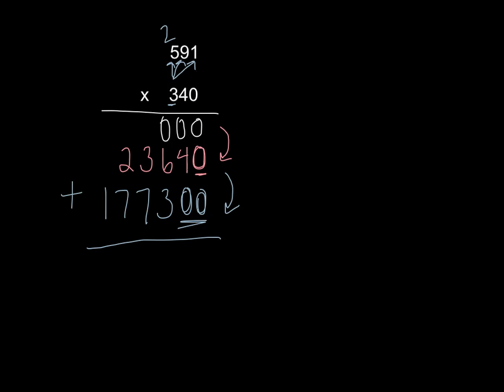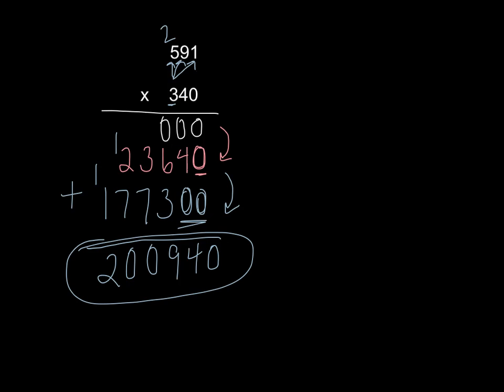And now I'm going to add. All zeros equals 0. 0 plus 4 is 4. 4 plus 0 is still 4. 0 plus 6 is 6. 6 plus 3 is 9. 3 plus 7 is 10. Carry the 1. 1 plus 2, 3. 3 plus 7 is 10. Carry the 1. And 1 plus 1 is 2. So my final answer is 200,940.